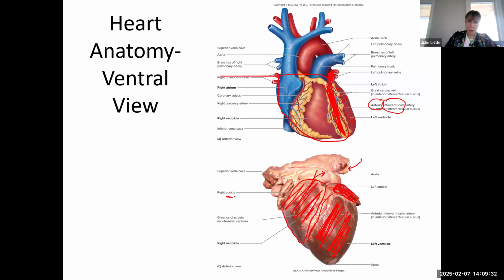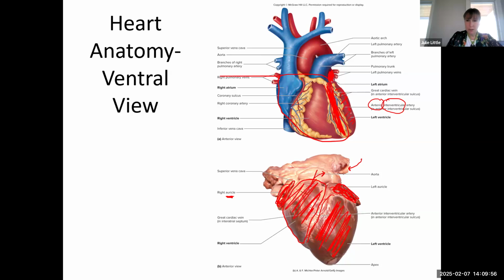Now the word auricle, here's our right auricle. It looks like a little puffy part of the atrium. It's a part of the atrium that sticks off. So for me, I never ask about the auricles. I just say that this right here, sticking off the side of the heart, is the right atrium. Okay, back to this picture over here.